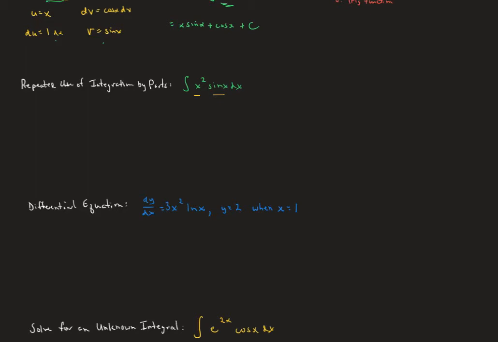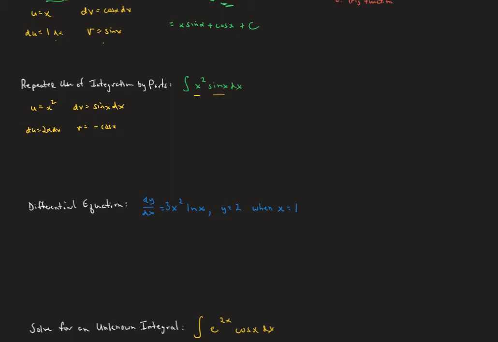The first thing that we encounter for a choice of u is going to be our polynomial, which is x squared. That means the rest of the integrand is going to be our dv, so we call that sine x dx. So du is going to be 2x dx, and v is going to be the integral of sine of x, which is negative cosine of x.